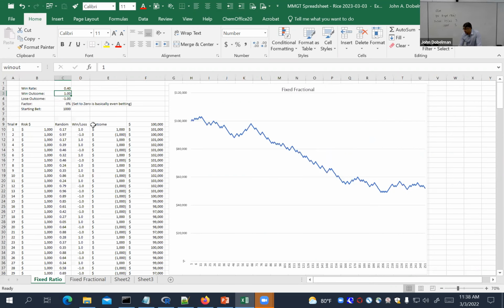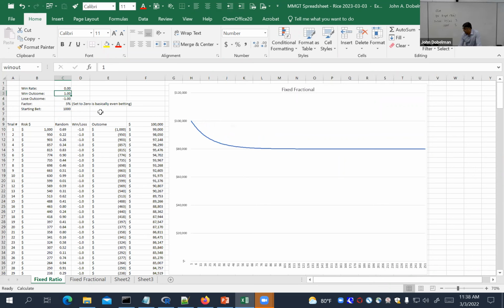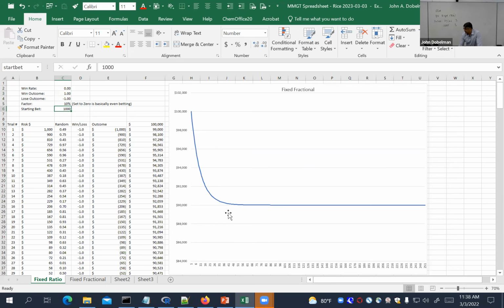Now let's take a look at fixed fractional. Let's set this factor to 5%. And we can even set this to 0 to see where it asymptotes. It asymptotes at 80,000. It protected you from having a bad system. And then if you increase this factor to 10%, you asymptote at 90,000. It protected you even further. You raise this to 20%, it asymptotes at 95,000.